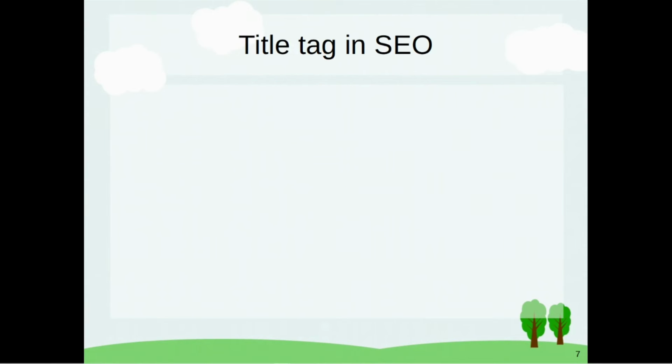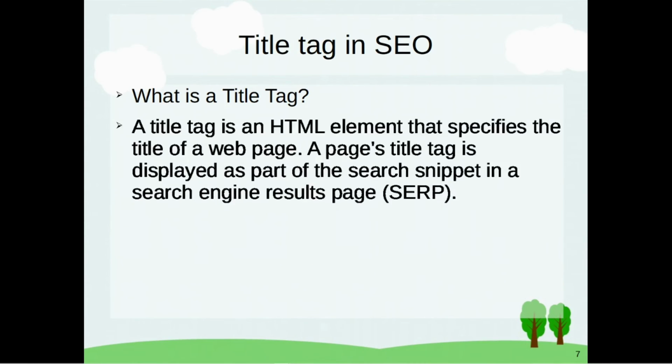The next one is the title tags in SEO. First of all, we will see what a title tag is. A title tag is an HTML element that specifies the title of the web page. The page title is displayed as a part of the search snippet in a search engine results page. Simply, we know that the title is the basic need of a page. You can see the page title and say what the page is about.